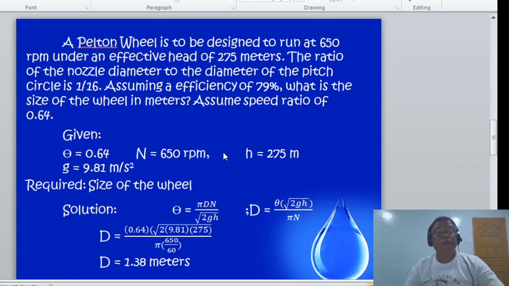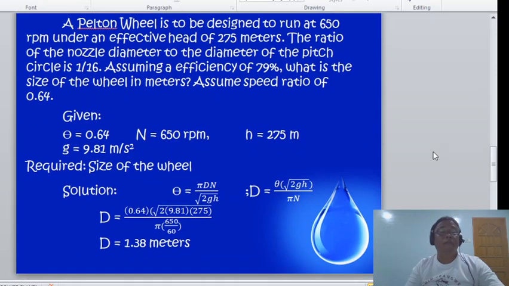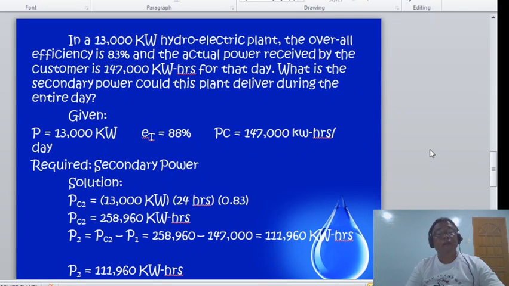Okay, so from the definition, we have here the peripheral coefficient, which is pi DN, or the speed of the runner, divided by the velocity of the jet. Substituting values now, the diameter is 1.38 meters.